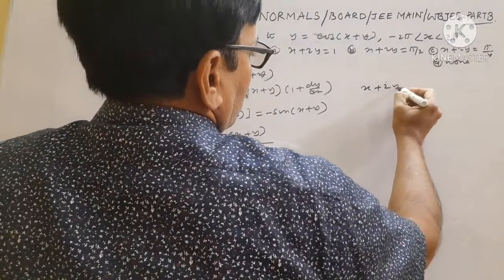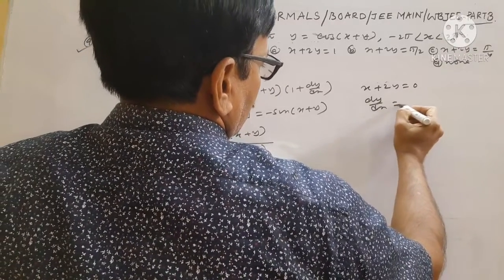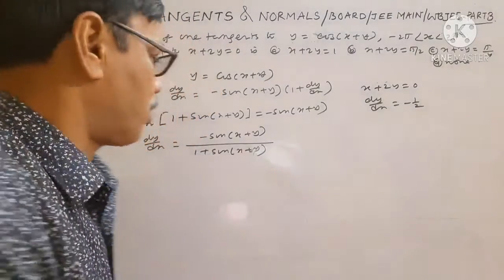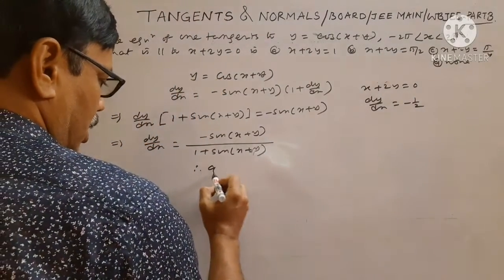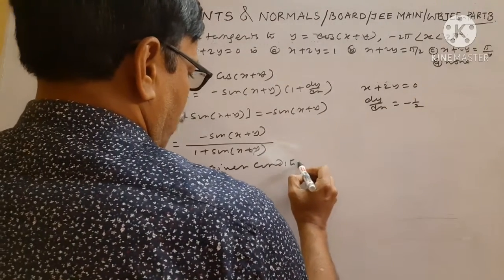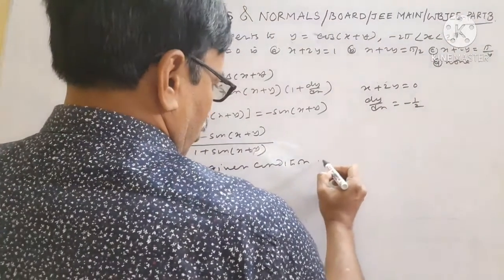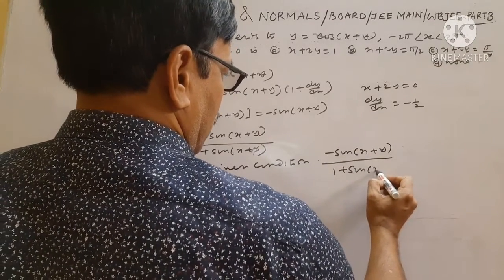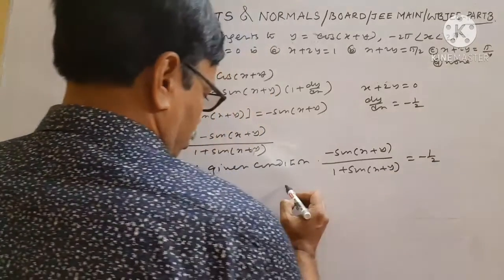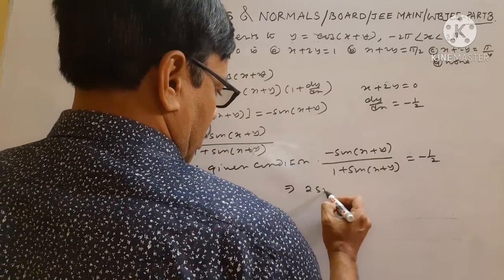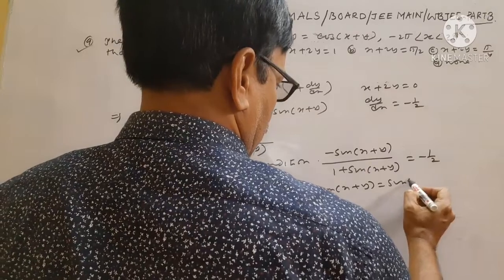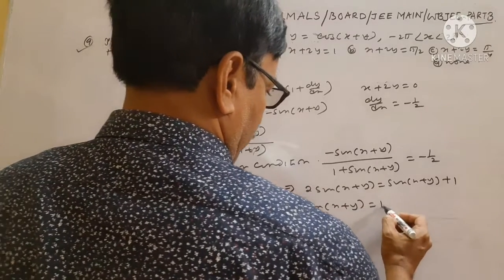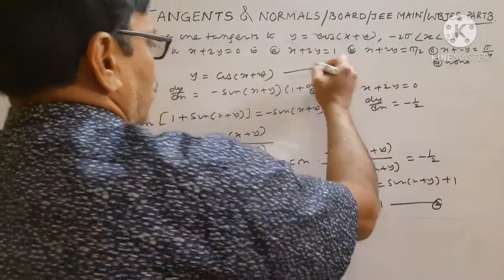Now x plus 2y equals 0, so dy by dx equals minus half. So this tangent and this line are parallel. Therefore, their slopes are the same. So given condition, m1 equals m2. Minus sin(x plus y) by 1 plus sin(x plus y) equals minus half. So 2 sin(x plus y) equals sin(x plus y) plus 1. So sin(x plus y) is 1, this is equation 1. And cos(x plus y) equals 1, this is equation 2.